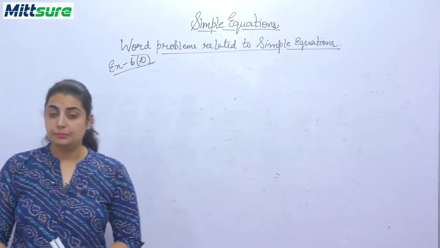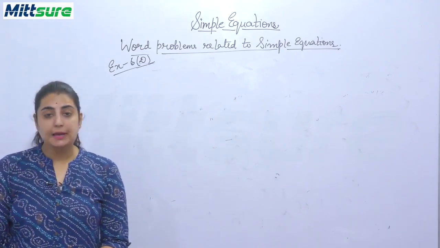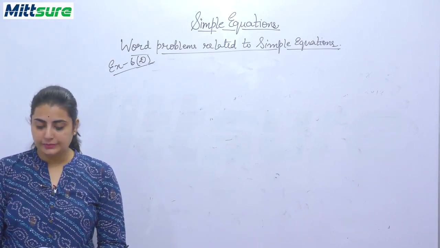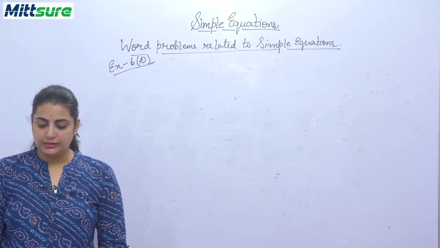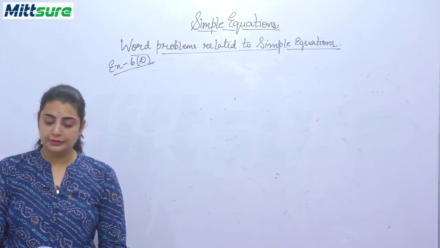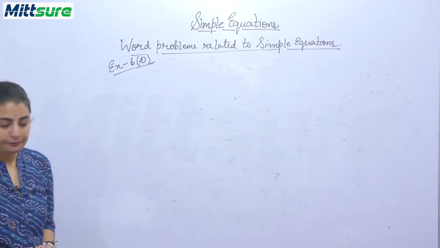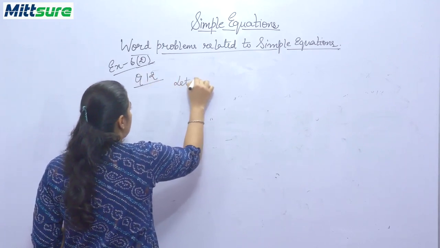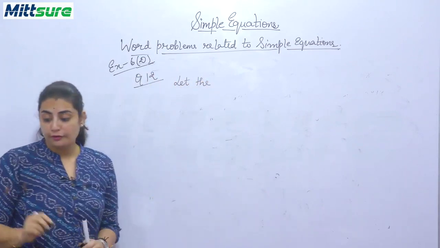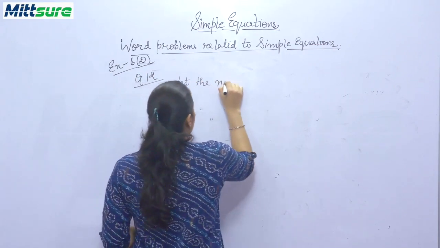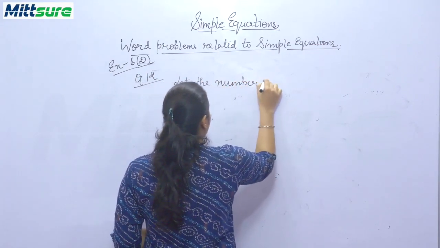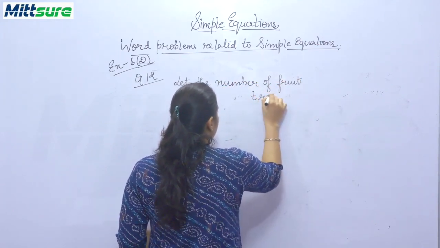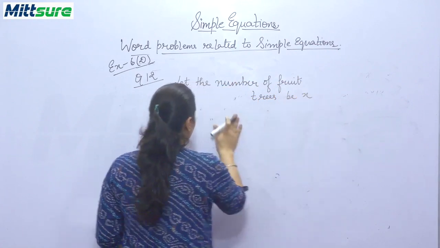People of a village planted 102 trees. The number of non-fruit trees were 2 more than 3 times the number of fruit trees. What was the number of the fruit trees planted? Now, question number 12. Let the number of fruit trees be x.